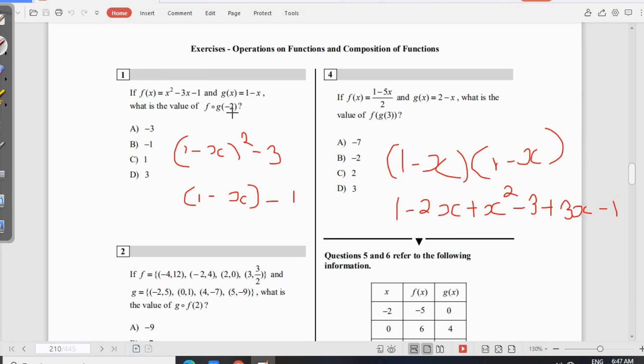F of g of minus 2, that's what we're gonna do. We're gonna put minus 2 in. And when we put minus 2 here, minus 2 times 2 will give you 4. That's 1 minus 4. I think we should move this to our open board. Let's take this to our board.